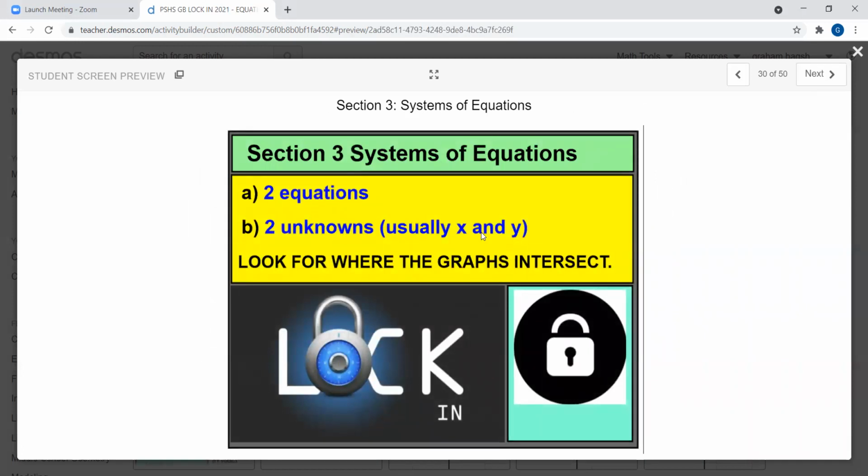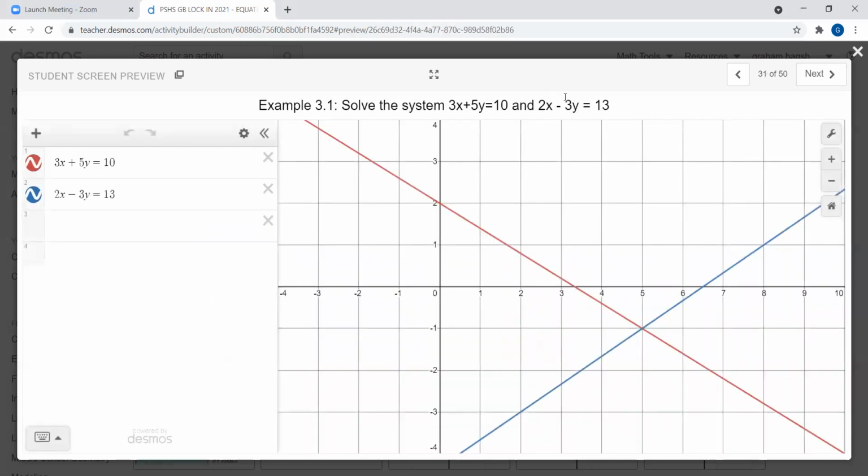That's when you have two equations and two unknowns. And you're just going to look where the graphs intersect. So type them into Desmos. Look for the two lines. If you don't see where they intersect, zoom out until you do. And there's your answer, 5 and negative 1. That means that x is 5 and y is negative 1.